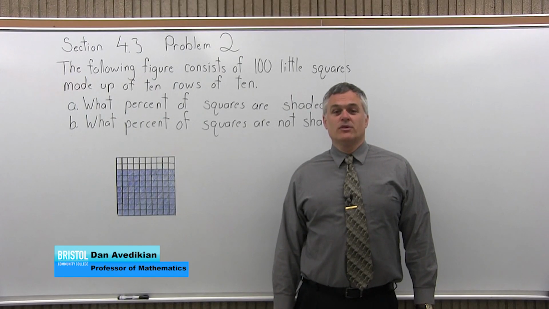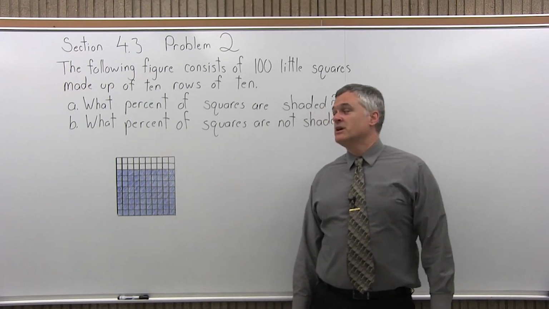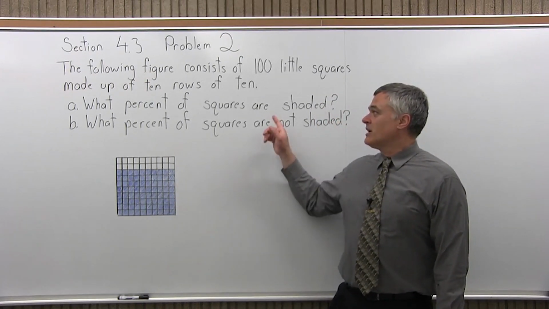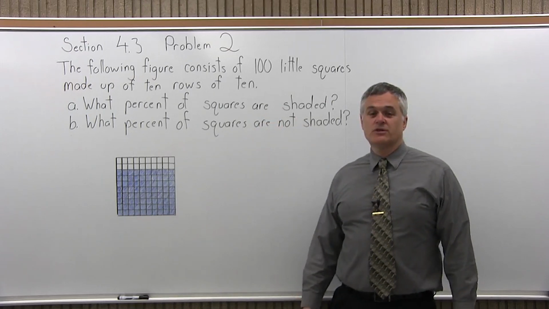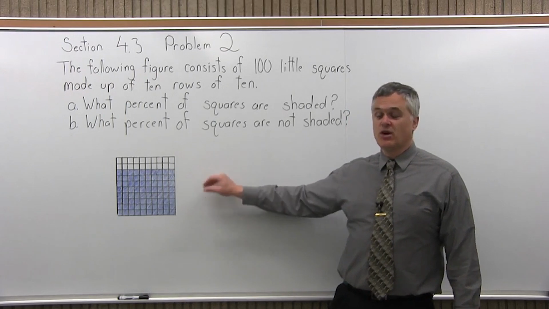This is Section 4.3, Problem 2. It says the following figure is made up of 100 little squares made of 10 rows of 10. And Part A says what percent of squares are shaded? So if you look, the bottom portion is shaded. A lot of them are shaded.